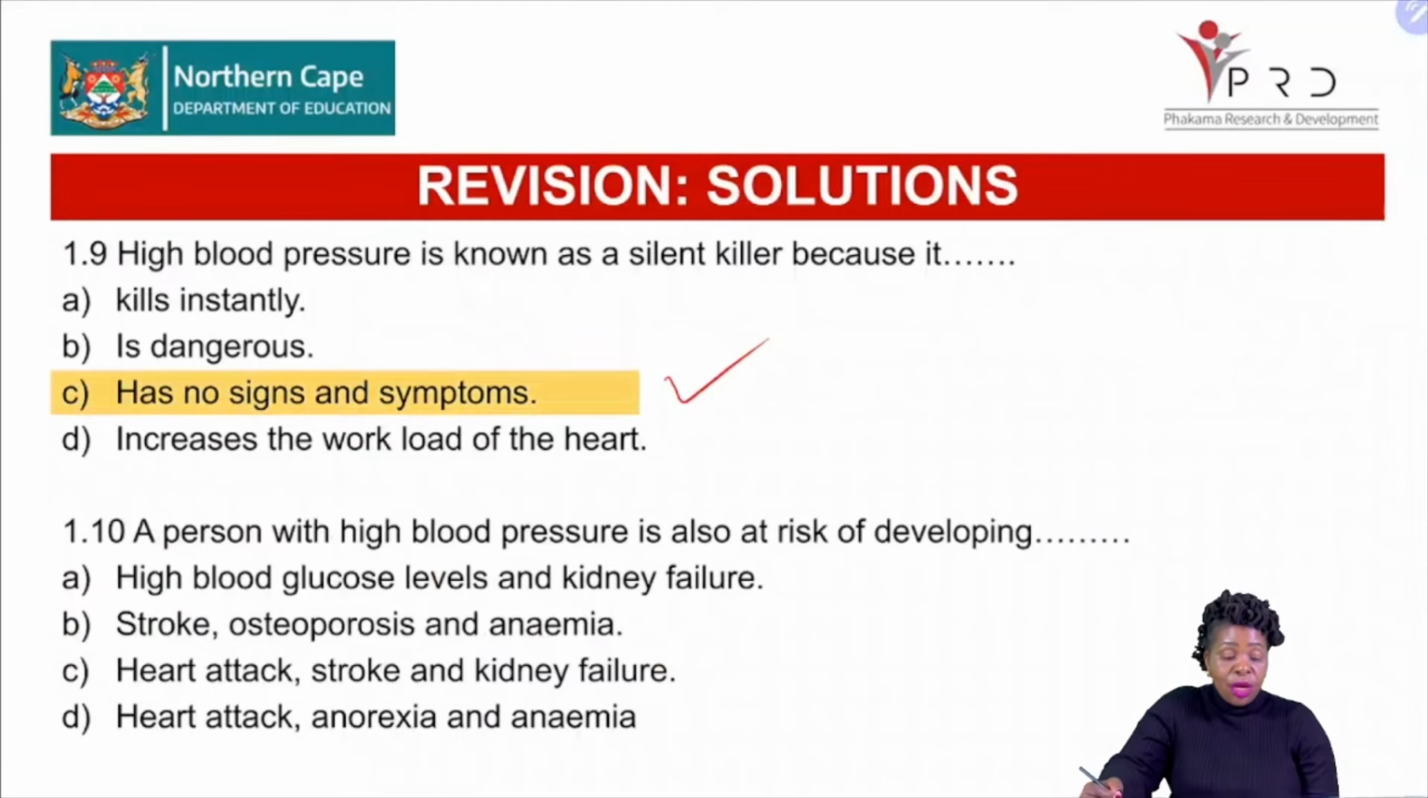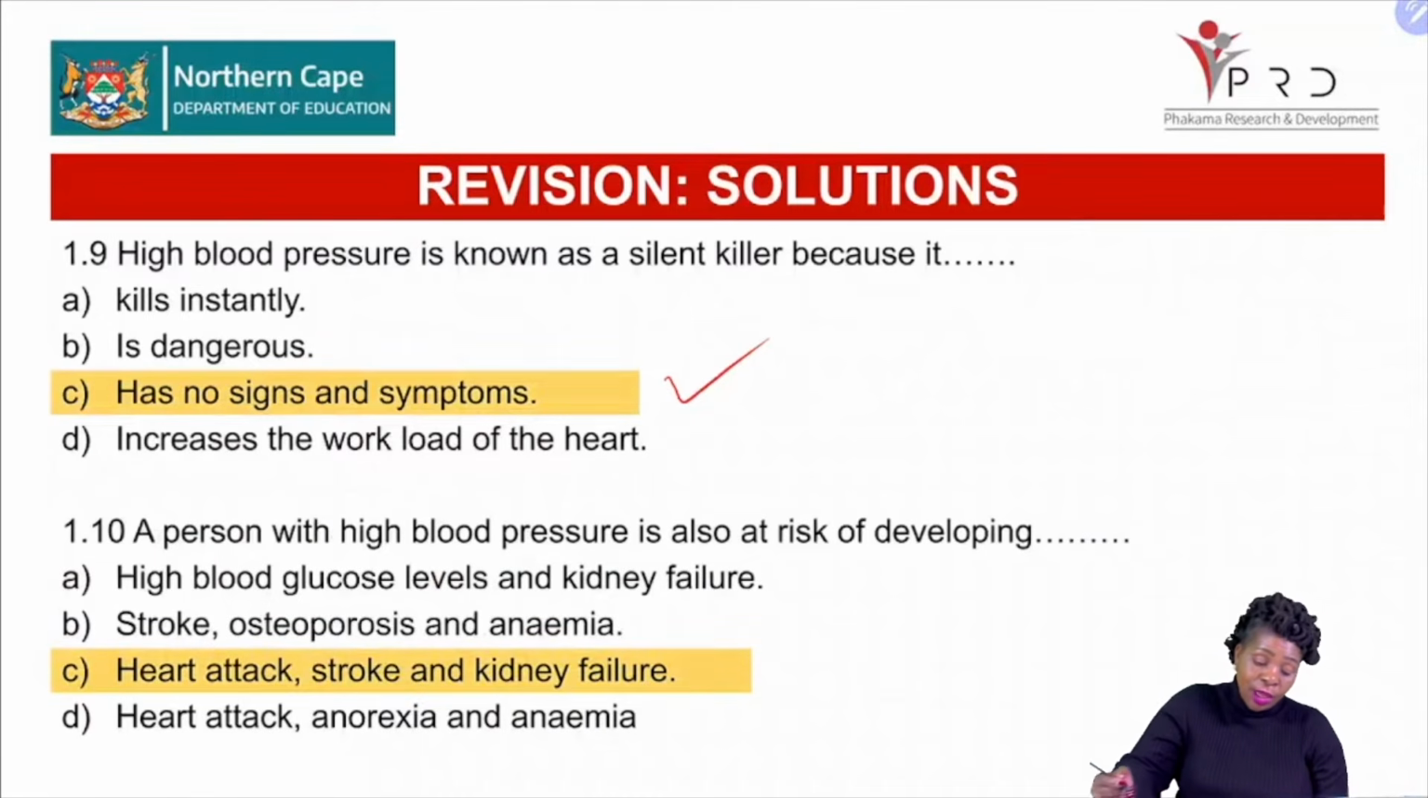We go on to 1.10, which says a person with high blood pressure is also at risk of developing. Our answer is C, that is heart attack, stroke, and kidney failure, right? We are done with our multiple choice questions. I'm hoping everybody got everything correct, right?